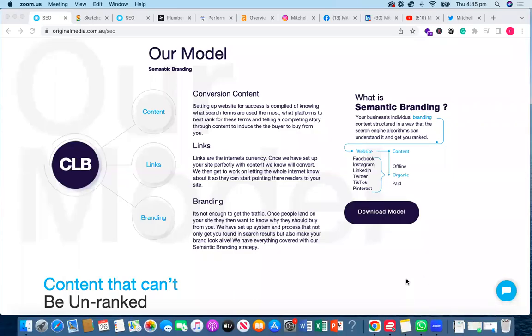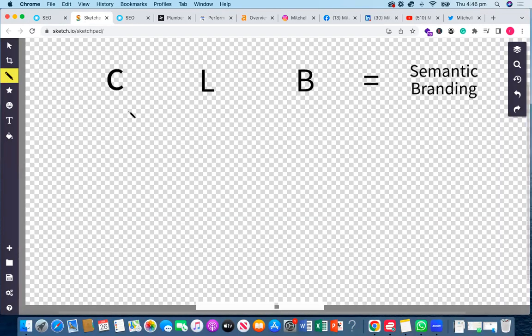What I want to show you in this video is our pattern marketing model, which we call semantic branding. Semantic branding is made up of three core pillars: content, links, and branding. Simply put, semantic branding is your business's individual branding content structured in a way the search engine algorithm can understand and get you ranked. Now, that might not make a lot of sense right now, but what I'm going to do is show you in picture form how exactly our CLB semantic branding method works.